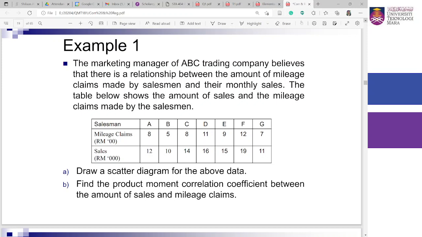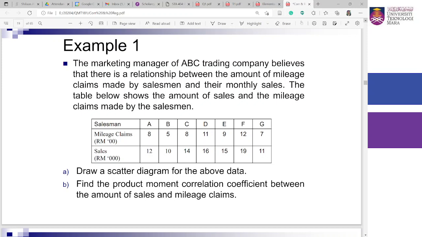Before we go further, what is the independent variable and what is the dependent variable? In this situation, the independent variable is the variable that is given to you or that you can use for prediction. So it is the known value. Normally the independent variable is the known value, and with the independent variable you will predict the dependent value. Of course, in practice the data normally come in pairs. For example, in this case you have salesmen A until G, and you have the mileage claim for salesmen A until G, and also the sales for salesmen A until G.